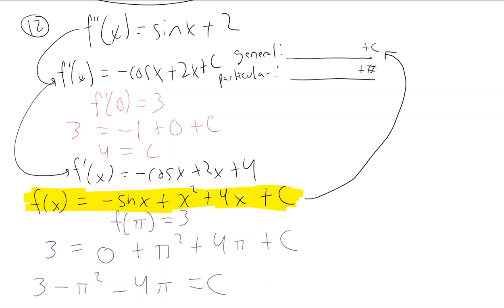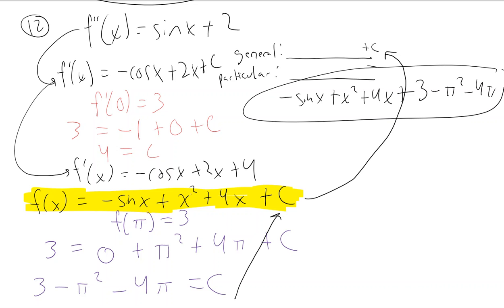And so if we plug that in up here, our particular solution would be what the function is. But instead of saying plus c, we should actually put what c is. So 3 minus pi squared minus 4 pi. So it's a kind of messy looking c value, but it doesn't really change the approach at all.